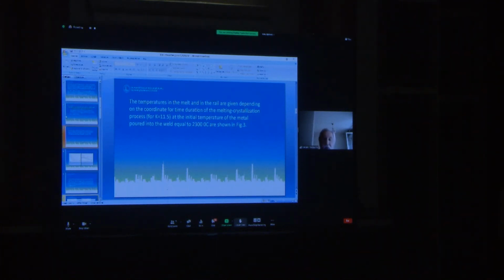The temperature of the melt and the rail are given dependent on the coordinate for the time duration of the melting crystallization process for K equal 11.5, at the initial temperature of the metal poured into the weld equal to 2300 Celsius, are shown in Fig 3.